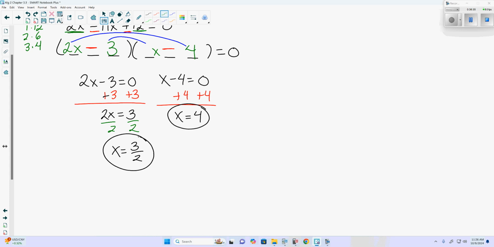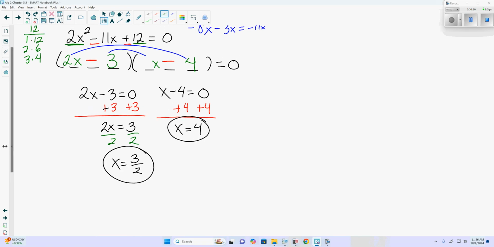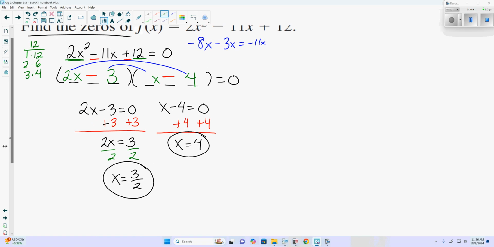Questions on this here? I believe we have 2 left, yes? X squared minus 8x, and our 4x squared plus 28x plus 49. Well, let's look at this.